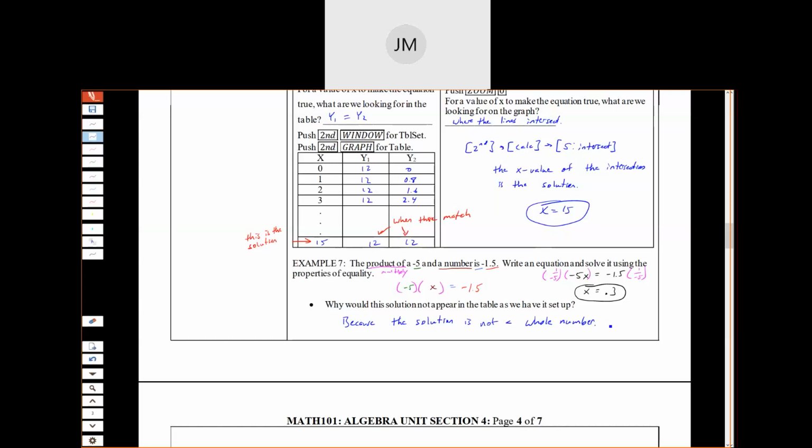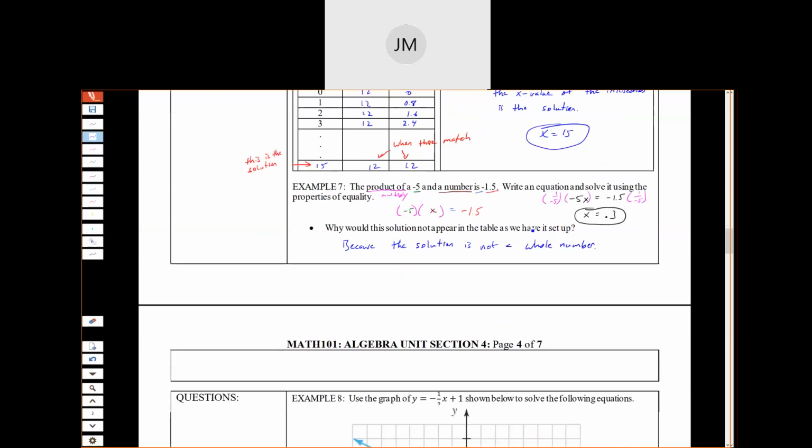Okay, so if I had set this up and tried using a table, and I could see that I'm not getting the two to be equal, then I would just switch over to a graph, and it's already entered in, and I can use a graph to solve it.